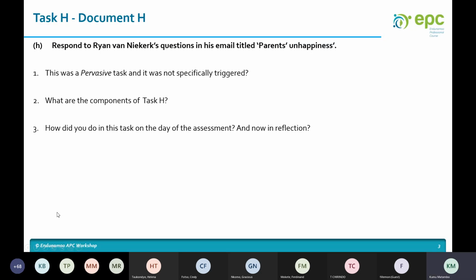So task H, you were asked to respond to Ryan's email, right? Regarding the email that is titled Parents Unhappiness. Now, this was a pervasive task. It wasn't a task that was specifically triggered in your pre-release. It was something that you were given on the day, and you needed to apply your mind and think about the considerations when you were presented with a problem.